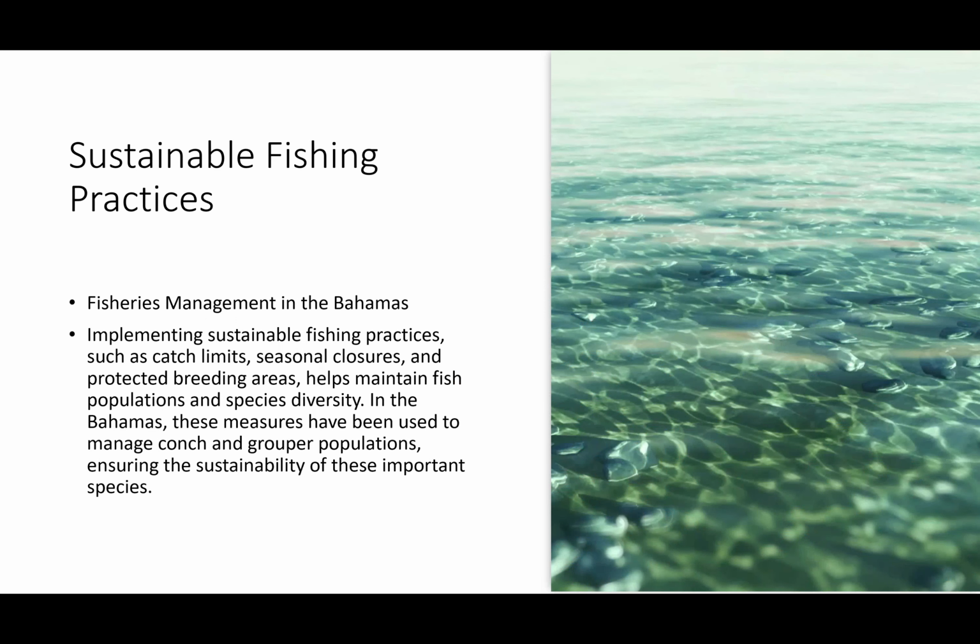We also have sustainable fishing practices. The fishery management in the Bahamas is an example, where they're looking at catch limits, seasonal closures, and protected breeding areas, to help maintain the fish populations. So we have that there.